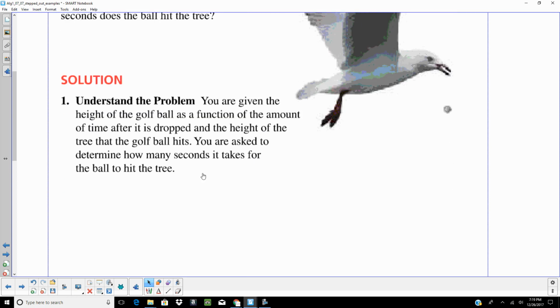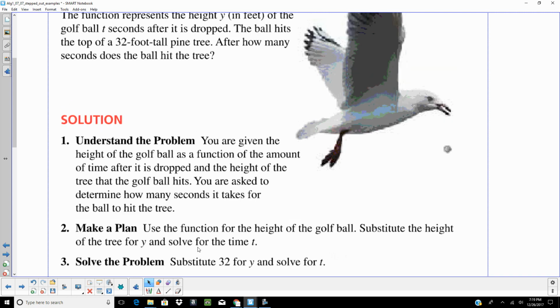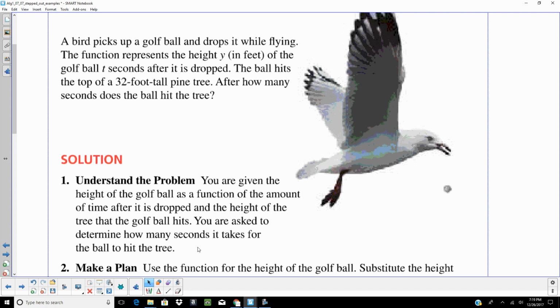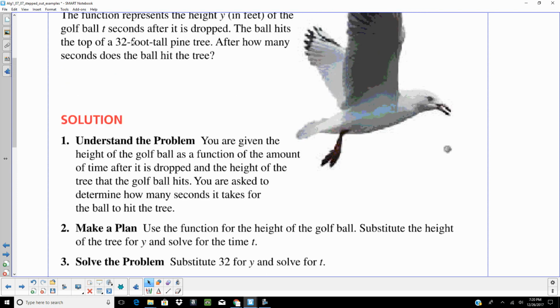I think they're kind of leaving a few things out here. Did they give us a function? There's our function right there. 81 minus 6t squared. So I think they kind of missed something on that one. So here's our function. We're going to go ahead, subtract 32 from both sides. And 32 is the height of the tree.